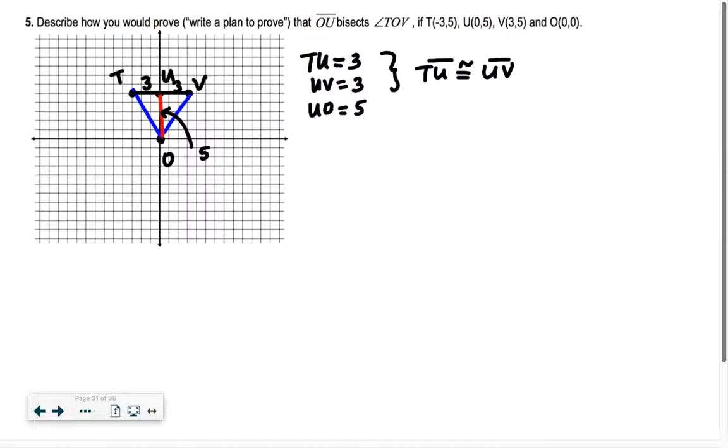Maybe I should say it in another way. Maybe I should say TU and VU. I'll be very precise. VU. And then I have that OU is congruent to itself. Right? Reflexive property. Do we have any angles though? Because I have 2 sides now. So I could go with side, side, side, but what am I going to need to find if I do that?